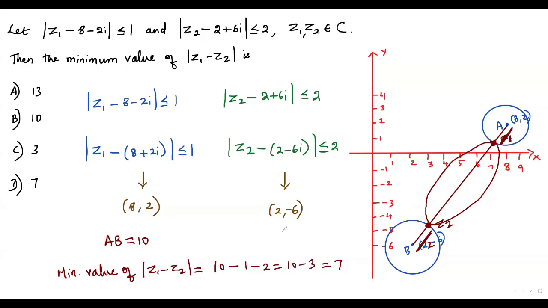That is, the minimum distance between the two complex numbers Z1 and Z2 is 7. Therefore, the minimum value of the modulus of Z1 minus Z2 is 7. We find 7 in answer choice D. The correct answer choice for this question is D.